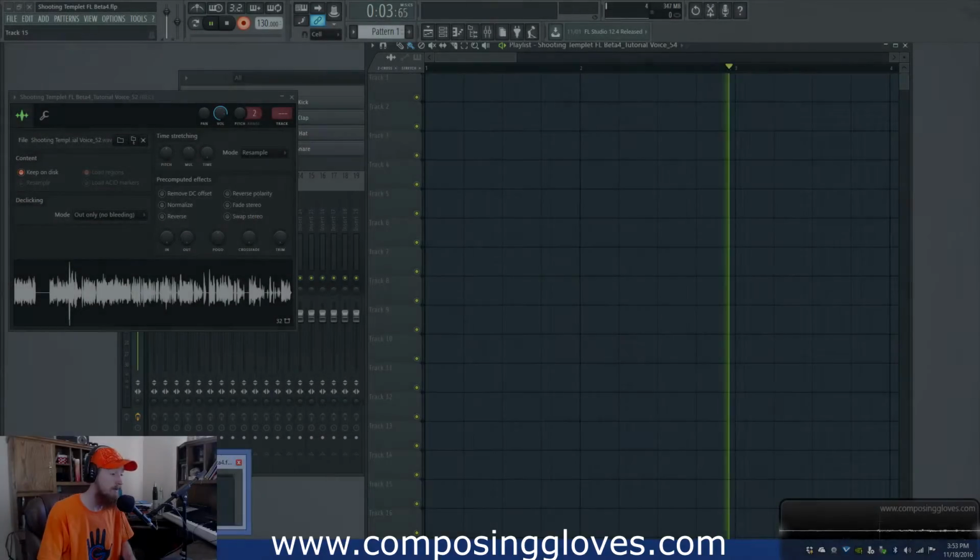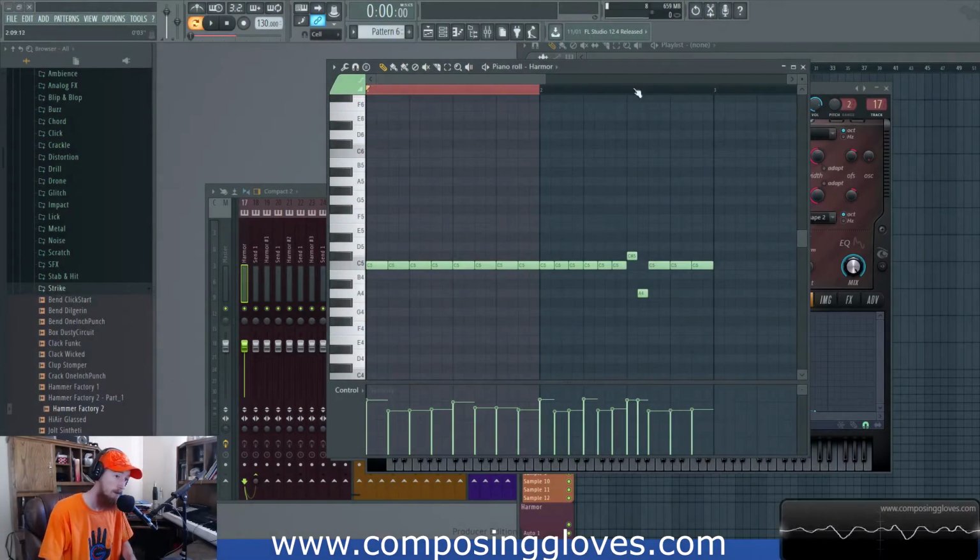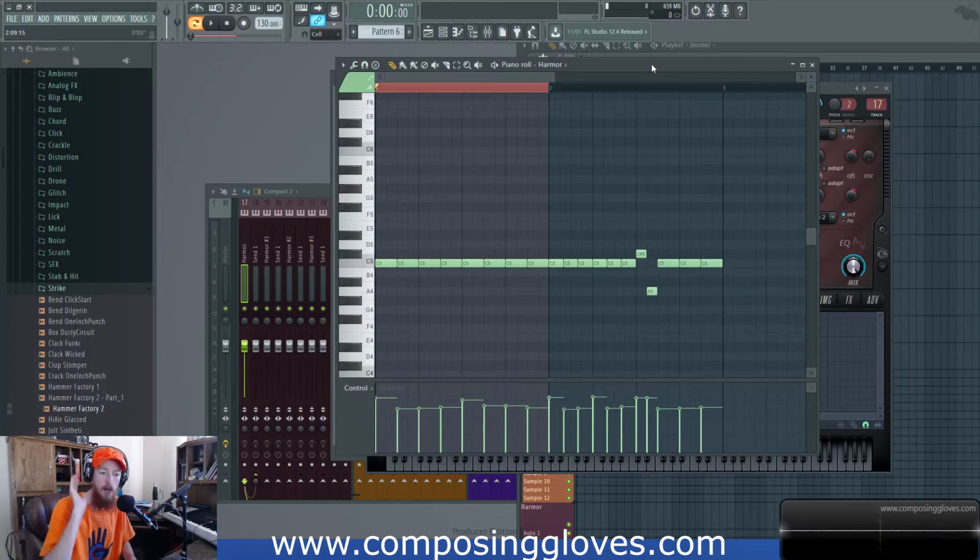Hey, Composed Gloves here. I am wearing a hat, and today we're going to be talking about tuplets and duplets and whuplets and suplets and whatabaduplets. So let's get into the tuplet thing.